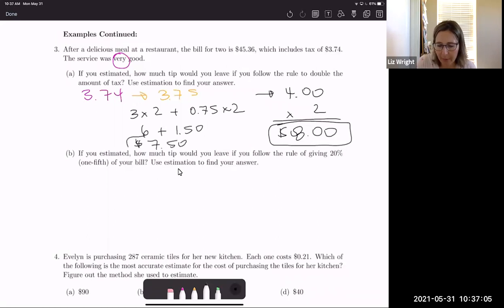And for me personally, I'm like, you know what? Even if I'm a poor college student, I like to live my life generously. And so why not give the extra 50 cents? Give them $8.